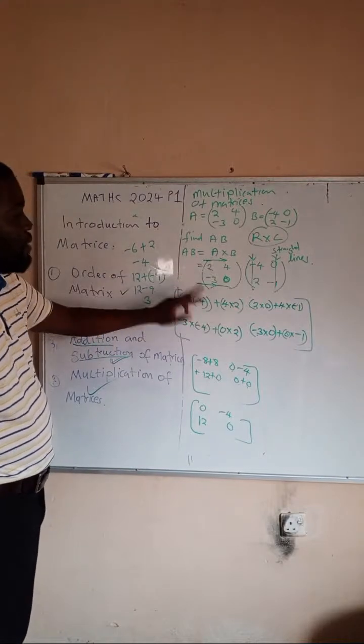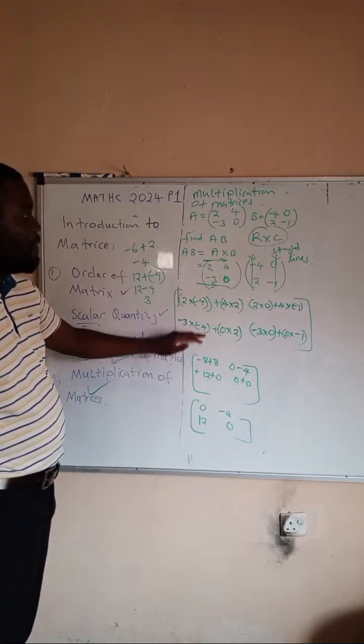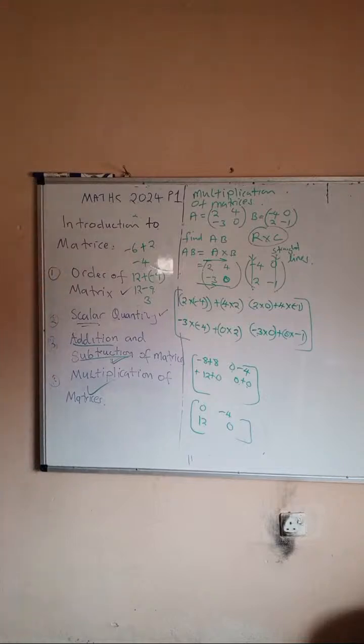You go down. When you go down, even here, you go down like that. That's how you multiply. That's a bit about how you do multiplication.